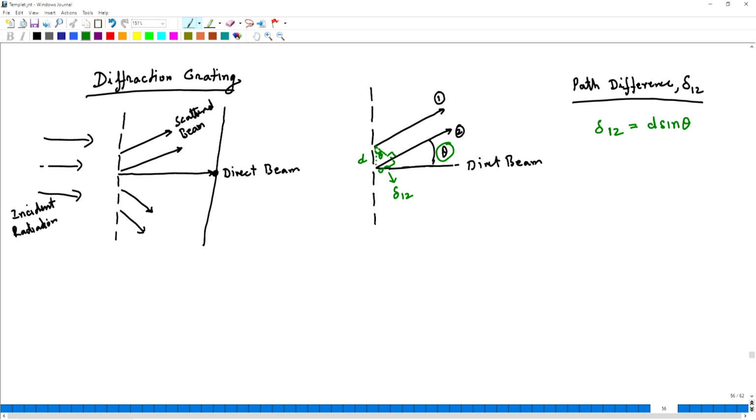Now, what can this tell us? That depends on the relationship of this path difference with respect to the wavelength of the light, or the wavelength of the incident radiation. And how does that work? So, let us briefly look at interference of waves.